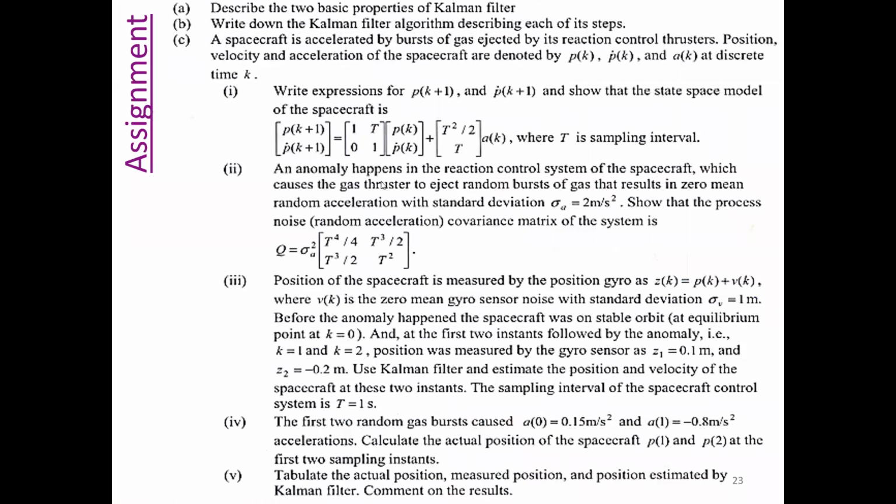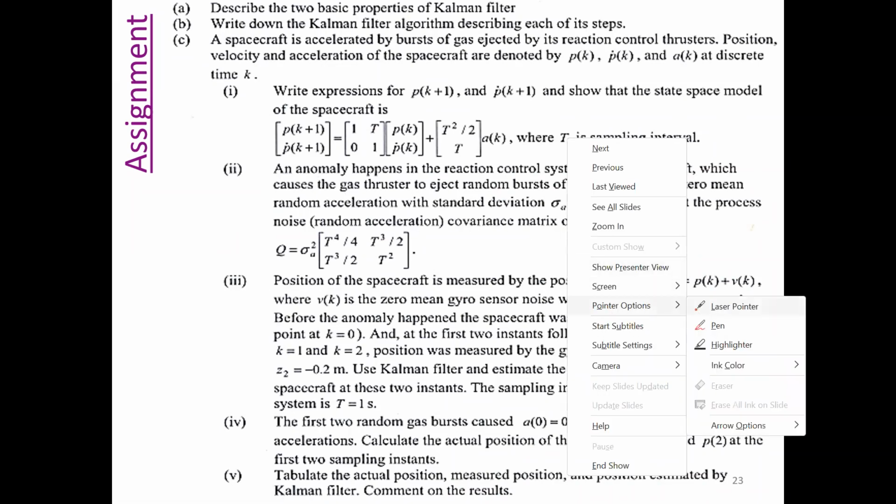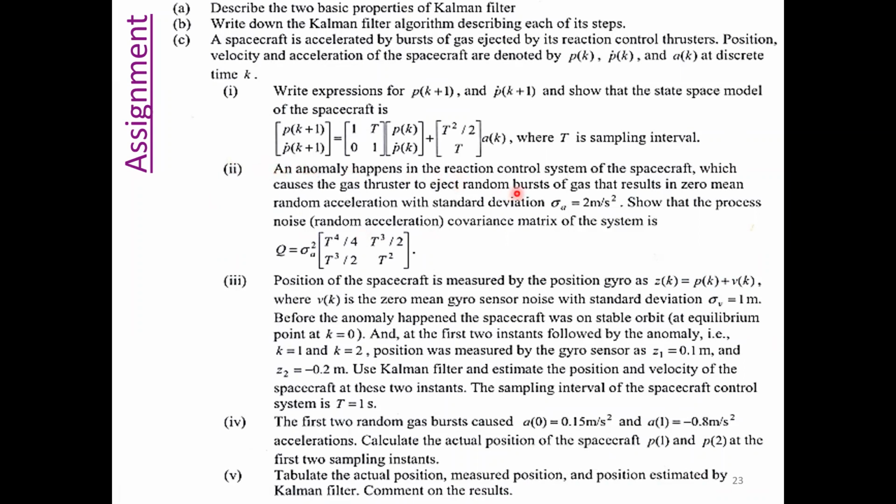Now we look at the second part of the question. The first one is okay. An anomaly happens in the reaction control system of the spacecraft, which causes the gas thrusters to eject random bursts of gas that results in zero mean random acceleration with standard deviation of sigma a, 2 meters per second square. So you are given the standard deviation. So the square of the standard deviation is the variance.